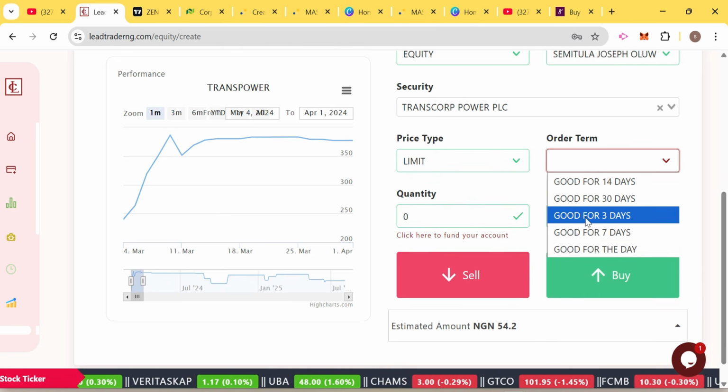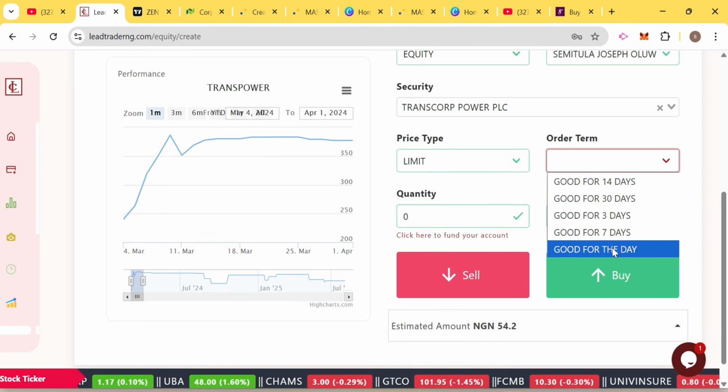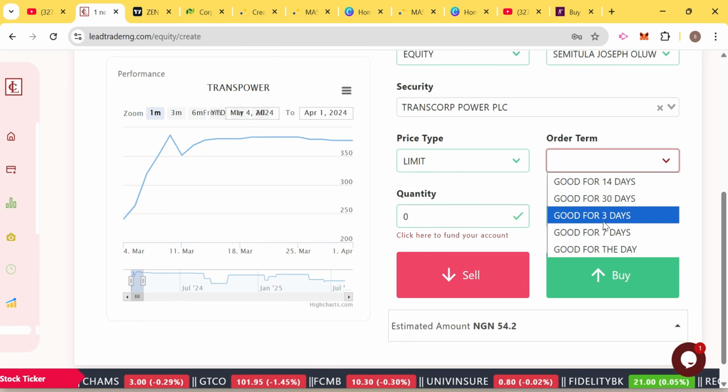So we have for 3 days also. Let my order be active. If my order is not being filled, let it be active for 3 days. We have for 7 days also, and we have for a day. It is when you set for a day that your order gets expired. But if you set for 7 days, 13 days, 14 days, your order won't expire until the days are complete. So for this one, I'm going to set 3 days.